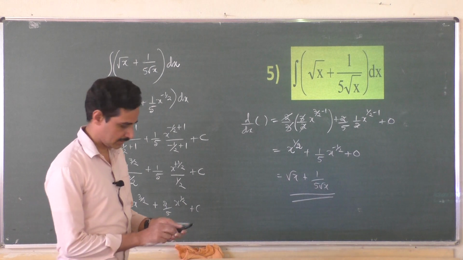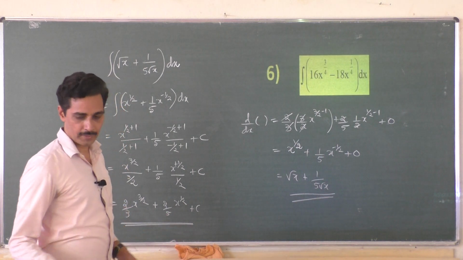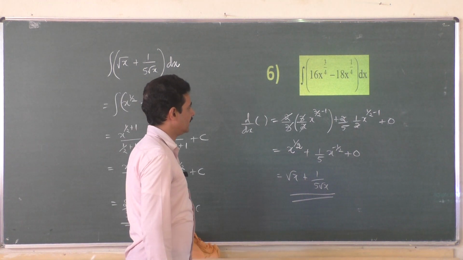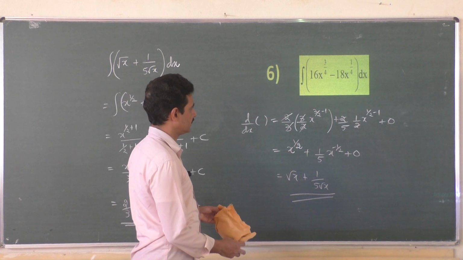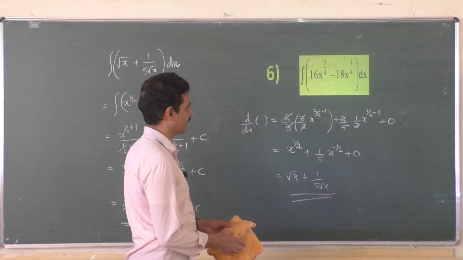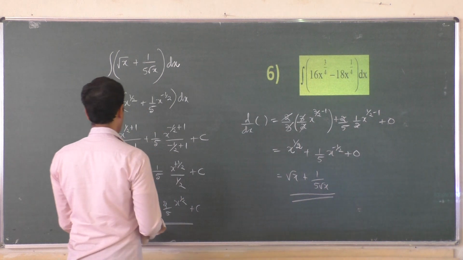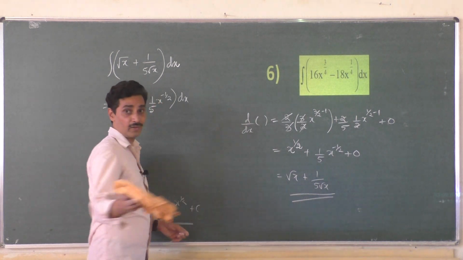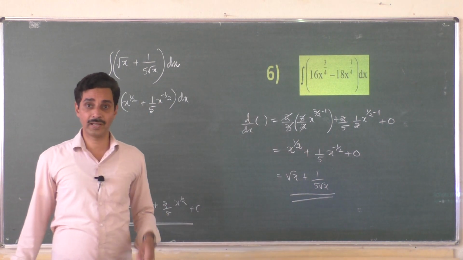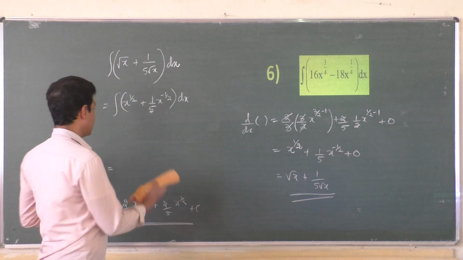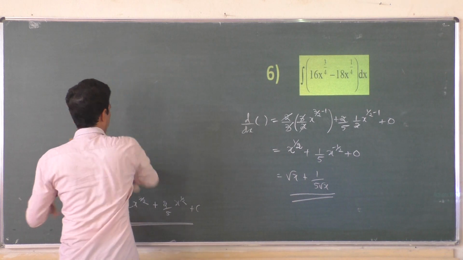Shall we move on to the 6th problem? Problem number 6: 16x to the power 3 by 4 minus 18x to the power 1 by 4. Okay, all these problems, I hope you are writing all these problems. You have to write it and you have to practice it yourself. It is not a practice for me, it is a practice for you. But I am helping, that's all.